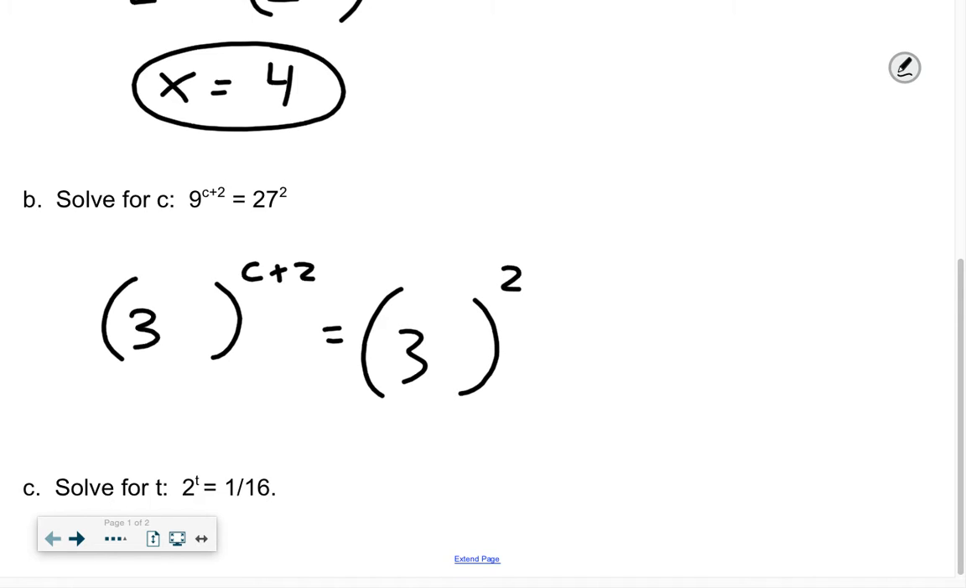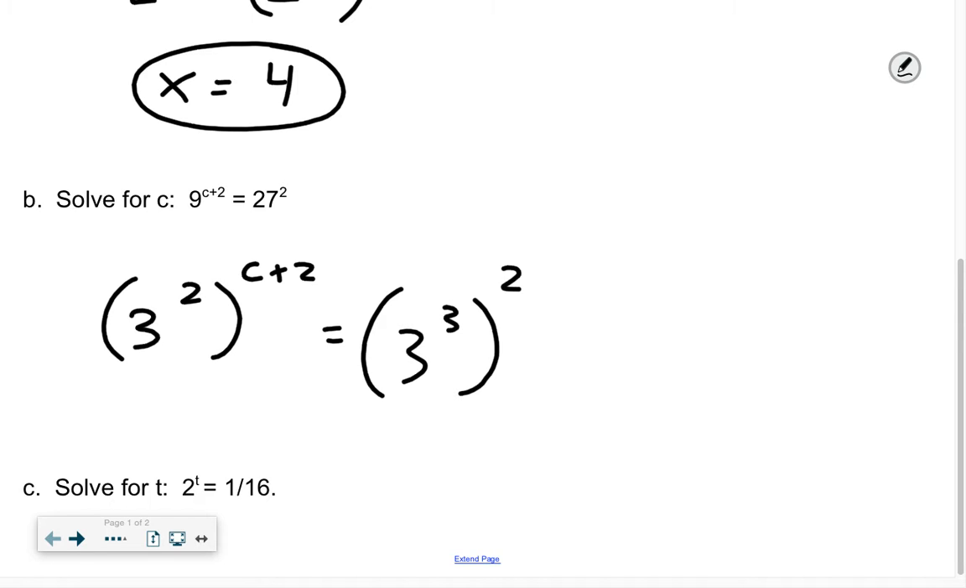If I want to rewrite 9 so that it has a base of 3, what would my exponent be? 2. And if I want to rewrite 27 to have a base of 3, I would write it as 3 to the third. Let's take a step back and look at this. 3 squared is going to get us 9. 3 cubed is going to get us 27. I still have the c plus 2. I still have the 2. And again, the whole idea was to get that common base. So we can use this method.